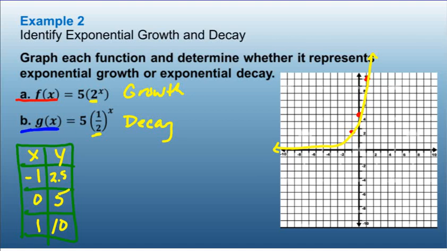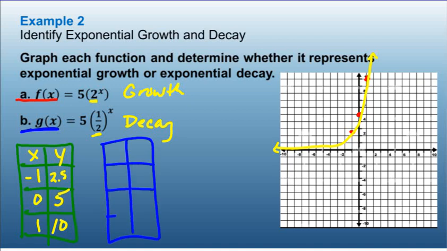Now I'm going to use blue for this other one. So we've got x and we've got y, and I'm going to use the same points for this one: -1, 0, and then 1. So 1/2 raised to the negative power is 2, because the reciprocal of half is 2. And then 2 times 5 is 10. Half to the 0 power is 1, and 1 times 5 is 5. And then half to the first power is half times 5, which will give us 2.5.